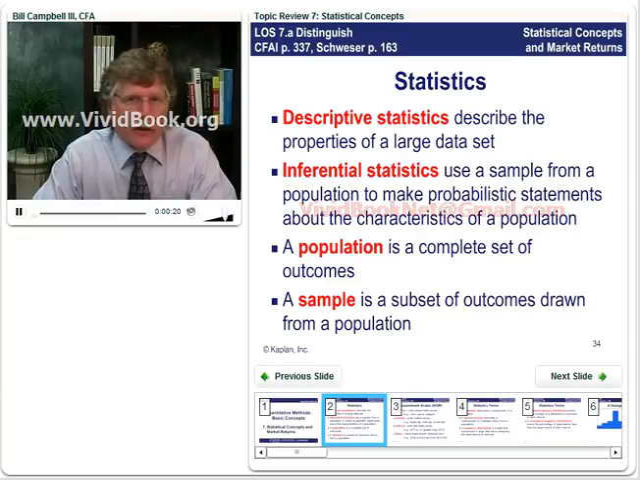We have a number of terminology, words and phrases that we have to cover. You have to understand these. They could ask you about these on the exam. Two different kinds of statistics.